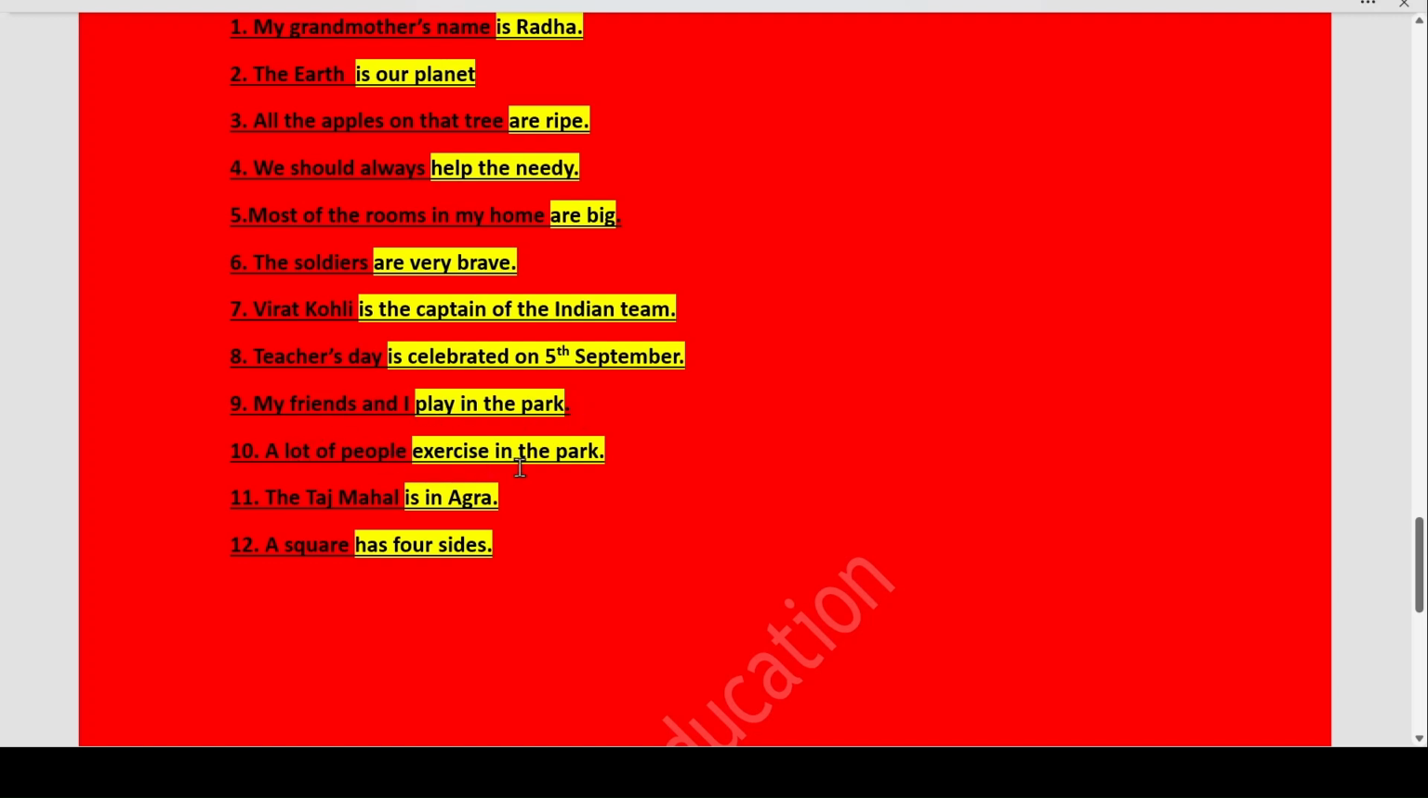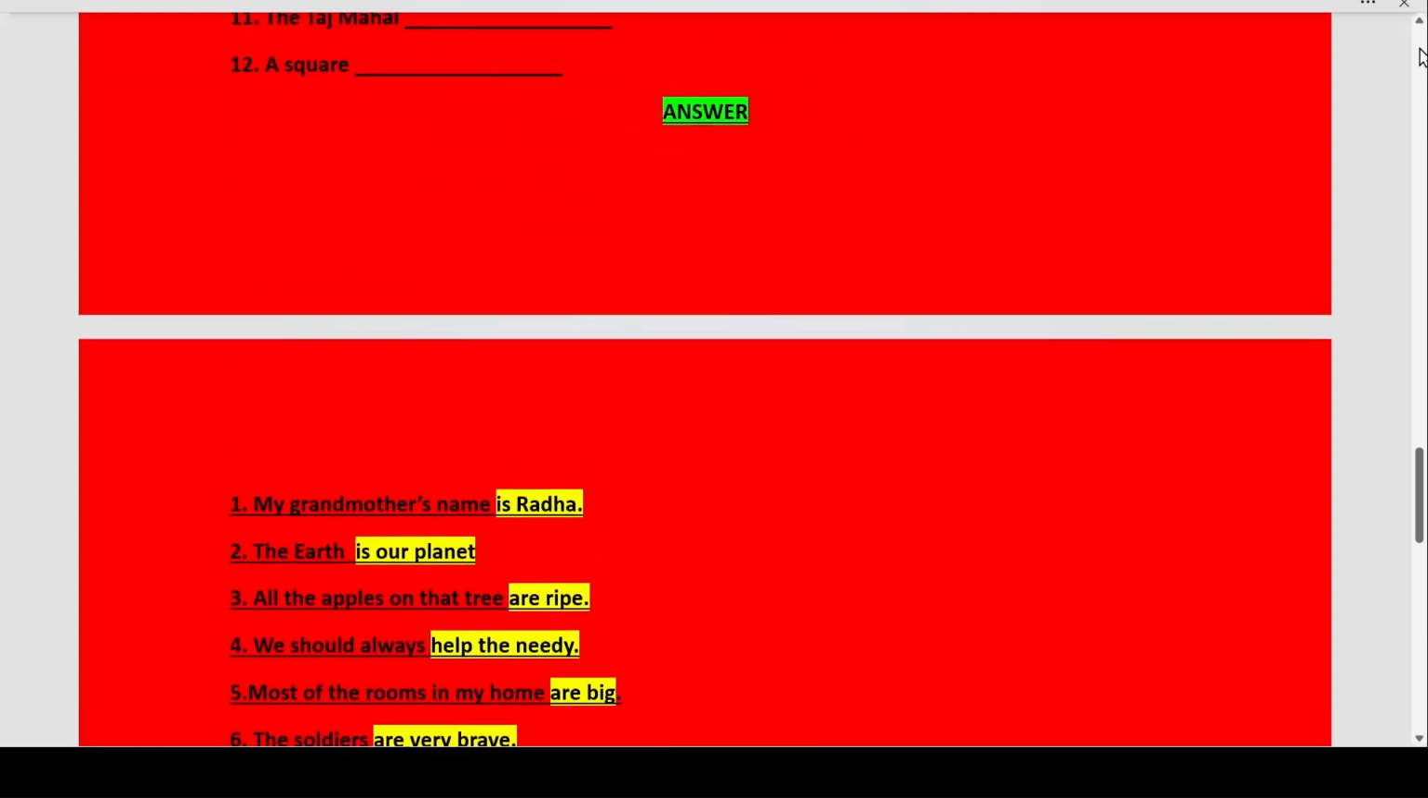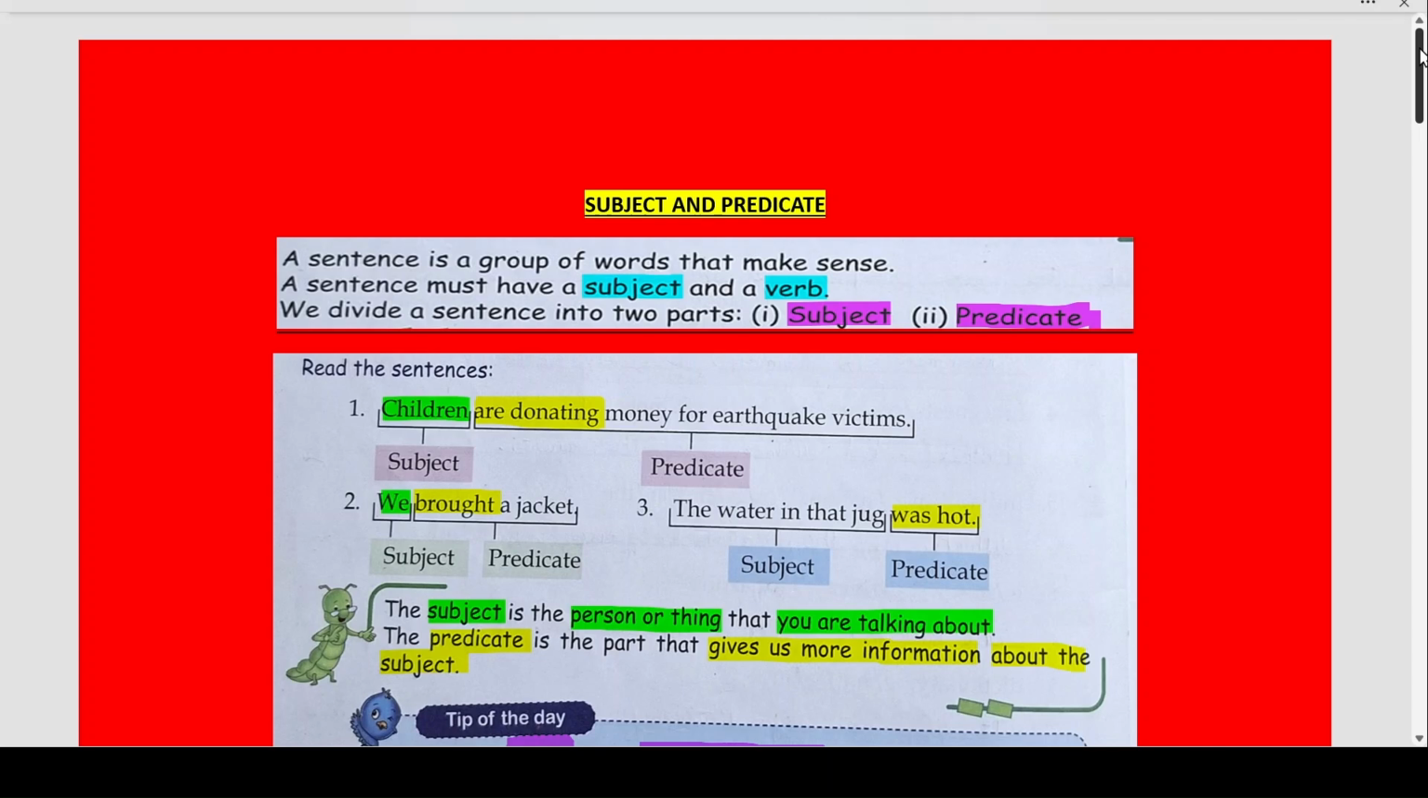A lot of people exercise in the park. Exercise is your verb. The Taj Mahal is in Agra. Is your verb. A square has four sides. Has is your verb. So with this, we have understood what is subject and predicate, how to identify a subject and how to identify a predicate.